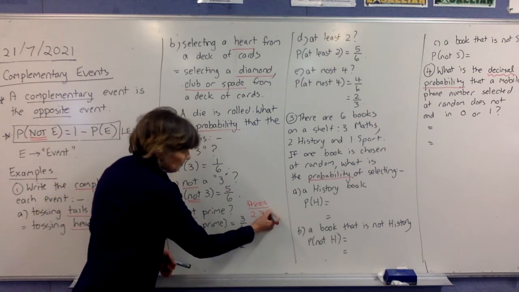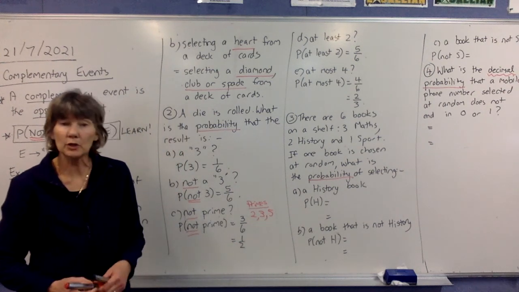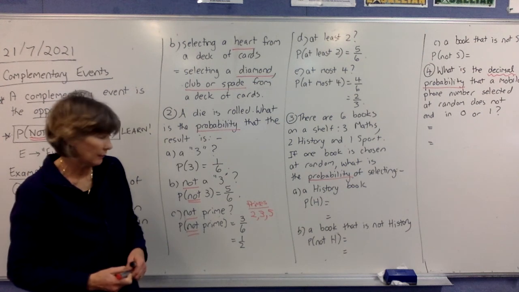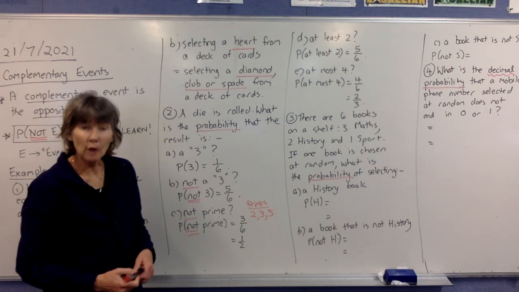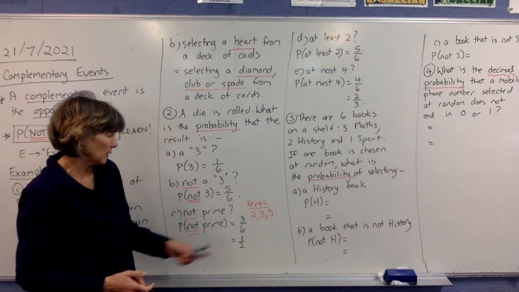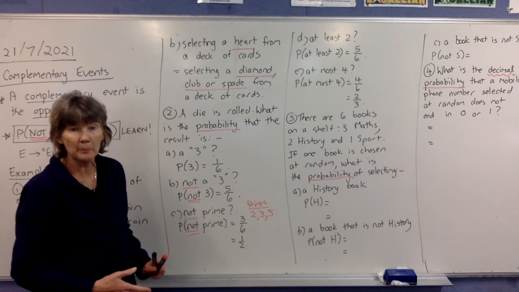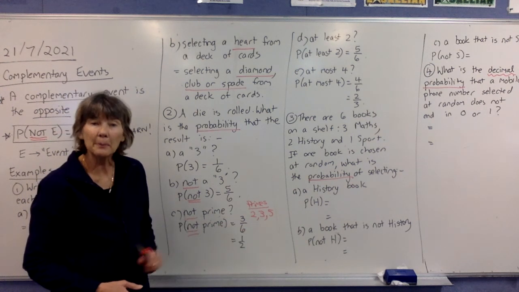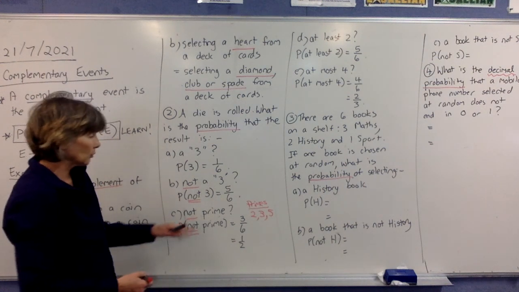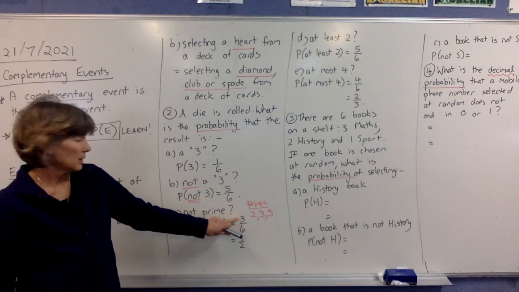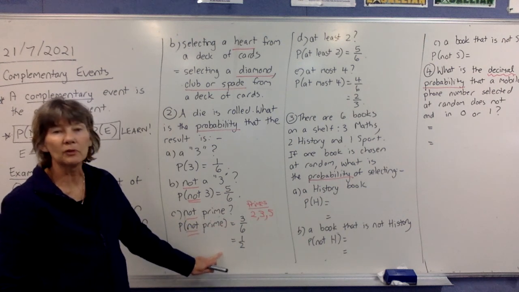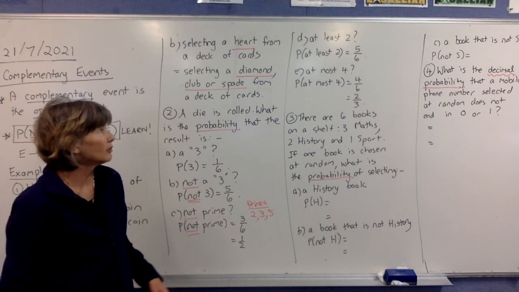And 5, because that's got 2 factors, 1 and 5. The other numbers are not prime numbers. Okay, so they're your primes. We want the ones that are not prime. So there's 3 that are prime, and that means there'll be 3 left that are not prime. So 3/6, and simplify it on your calculator to 1/2.